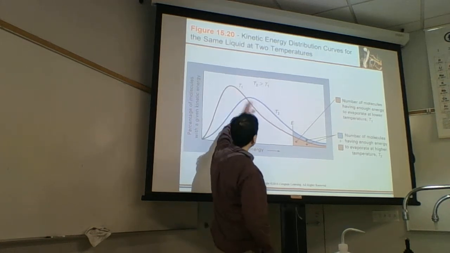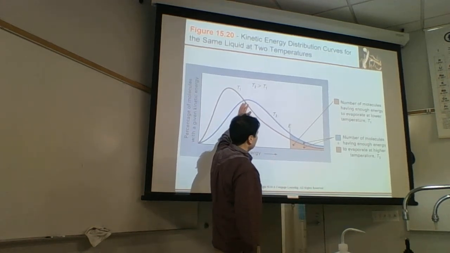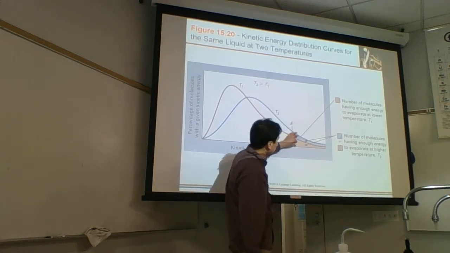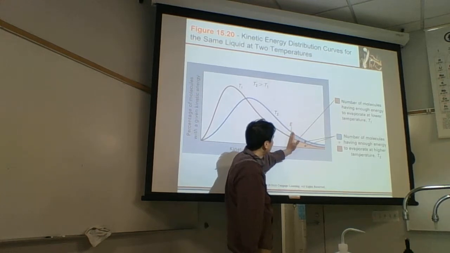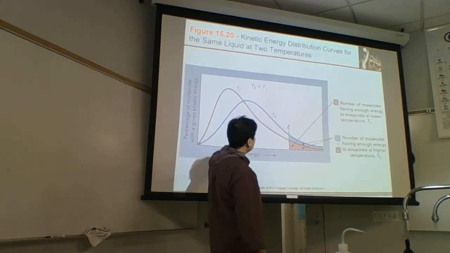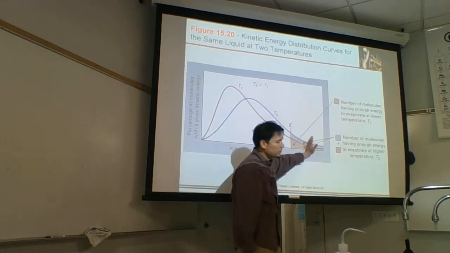Most of the water molecules have an energy around here. But a small fraction of water molecules have high energy. And there's going to be a cutoff. This cutoff is how much energy is required to vaporize. So the molecules below this don't have enough energy to vaporize. The molecules above this have enough energy to vaporize.